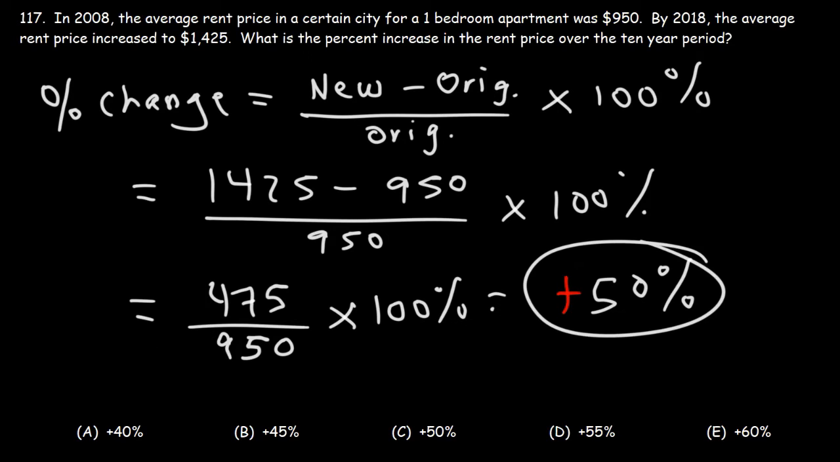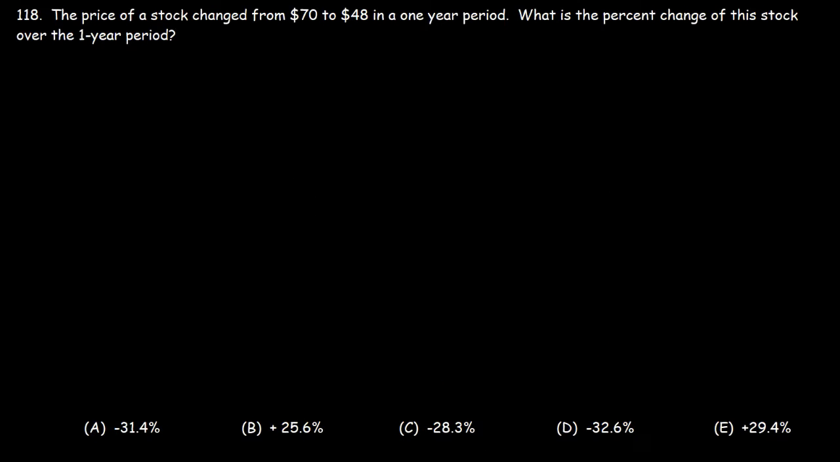Real estate tends to go up in value, but answer choice C is the correct answer. 118. The price of a stock changed from $70 to $48 in a one-year period. What is the percent change of this stock over the one-year period? So we're going to use the same formula.